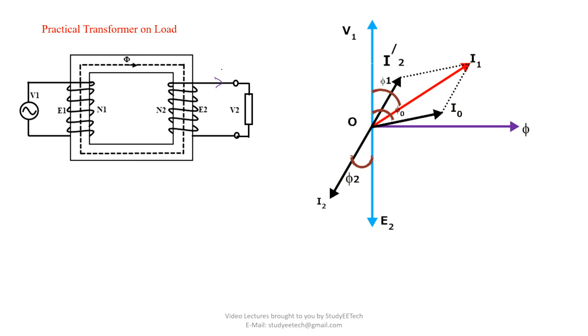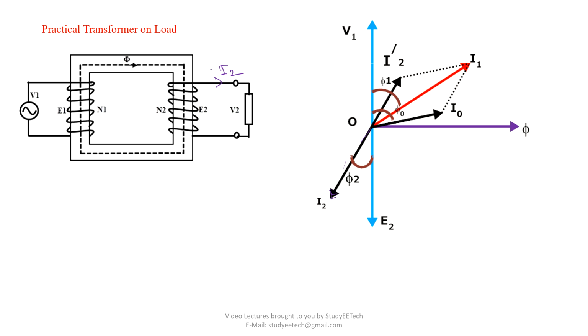Okay, some current will be flowing here, I2 current will be flowing. Now look, everything remains same with respect to the previous one. Now we have just added this I2. We have assumed some current is flowing here, I2. So this is the I2, lagging current. Okay, so this current will have a reflection on the primary side.